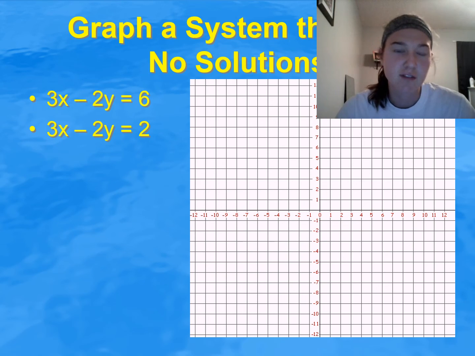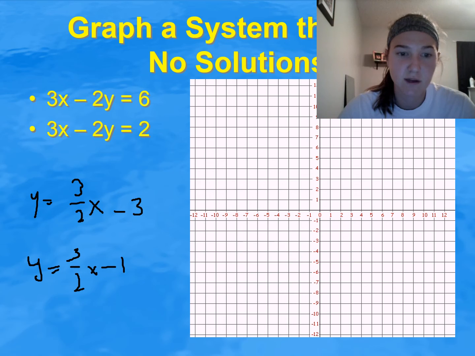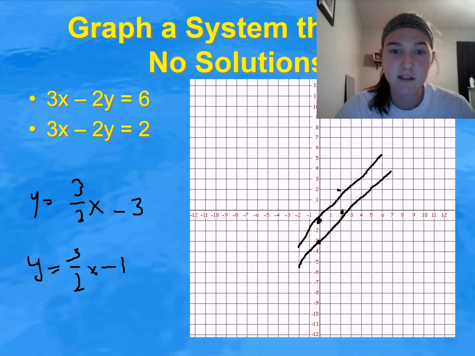Alright, now I want you to graph this system of linear equations, so pause the video. Okay, hopefully you paused the video and you graphed y equals 3/2 x minus 3, and y equals 3/2 x minus 1. So your line should look like this. And you can see that these are parallel lines and they have no solution. So the system is inconsistent.